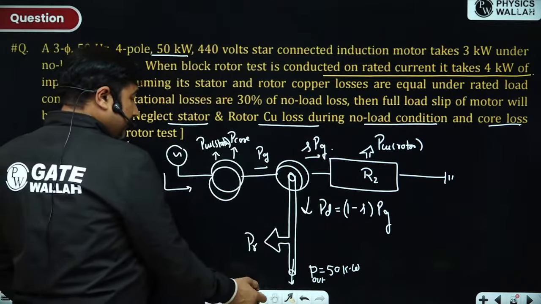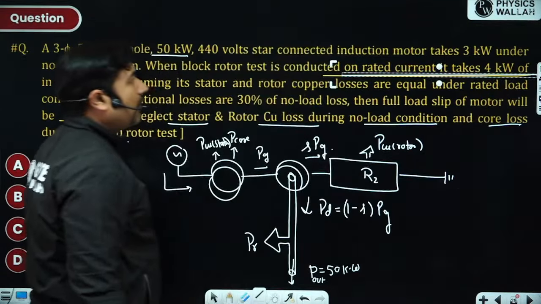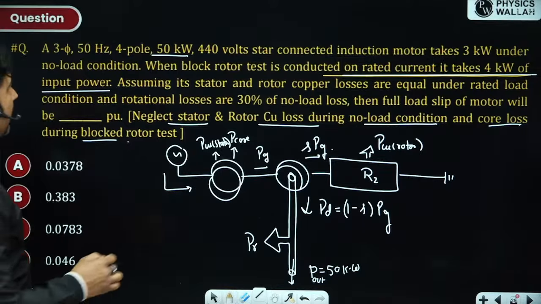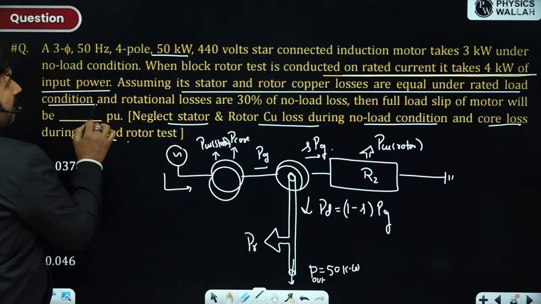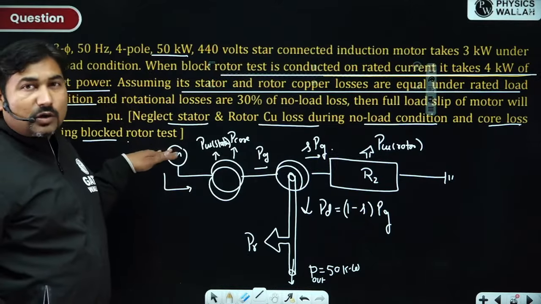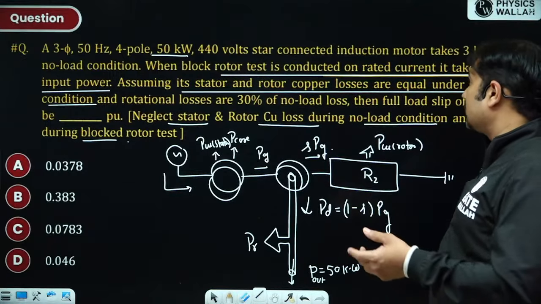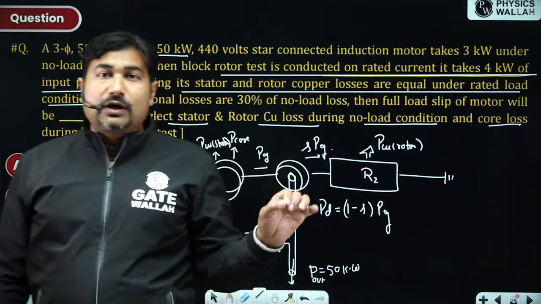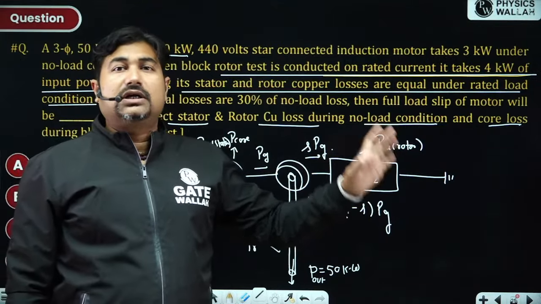Please observe first. You know about full load copper loss. What is the full load rotor copper loss? Full load rotor copper loss is 2 kilowatt. Why? Because it is given that stator and rotor copper losses are equal under rated load condition, and when the block rotor test is conducted, on neglecting core loss, only copper loss will be there, and that copper loss at rated current is the full load copper loss. So 4 kilowatt is the total full load copper loss, including stator and rotor, both equal. So copper loss in the rotor under full load condition is 2 kilowatt.